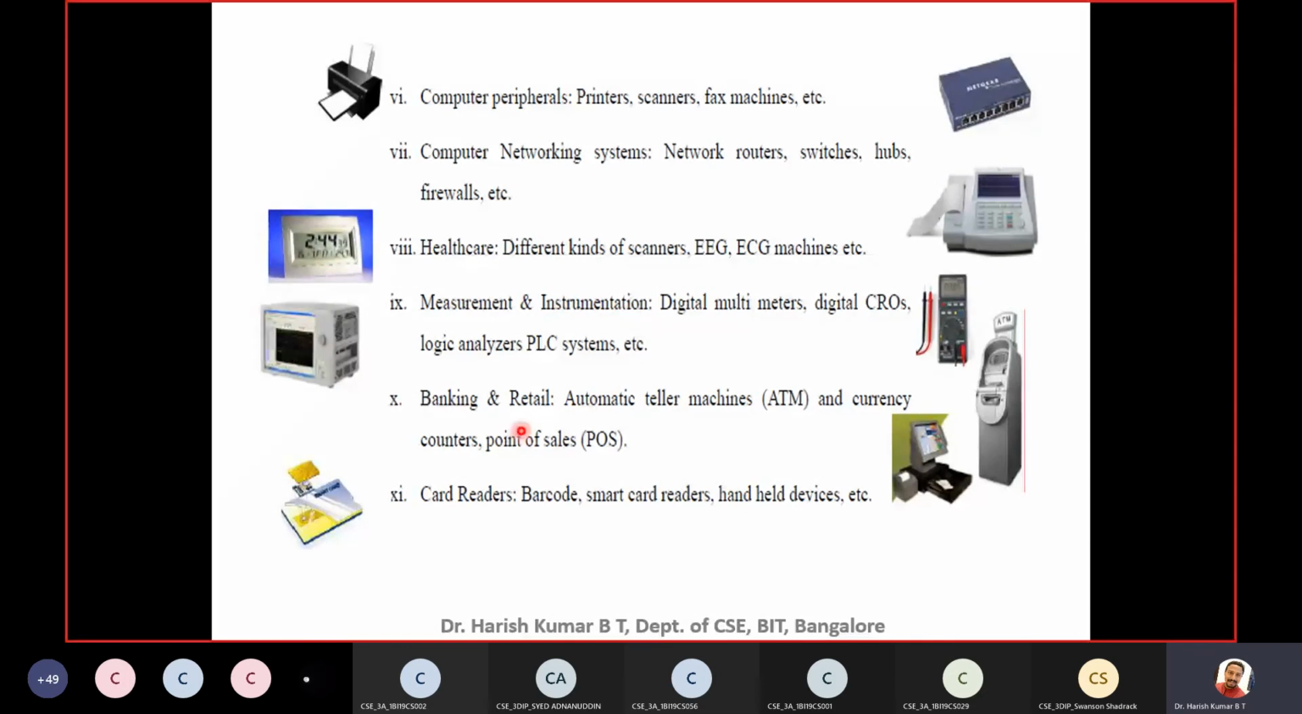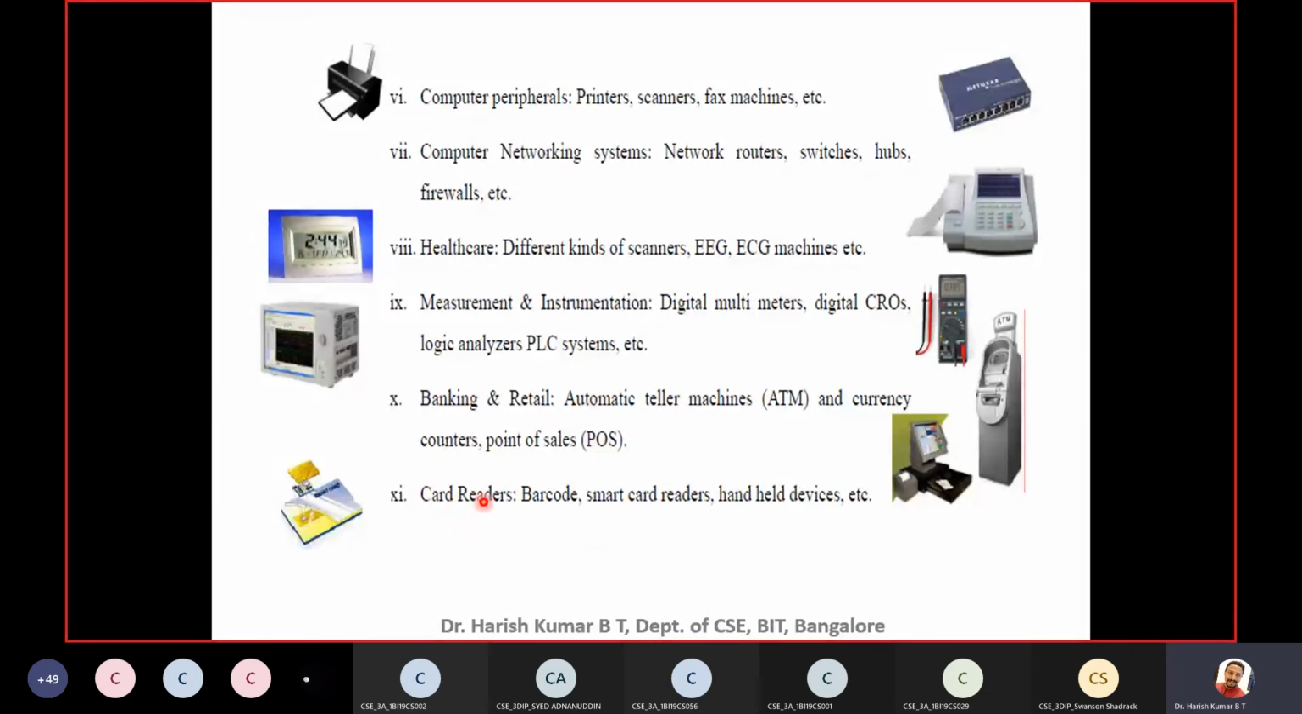So forget measurement and instrumentation. Take banking and retail. ATMs, automatic teller machines, are also embedded systems. Currency counters, the note counting machines, are also embedded systems. POS machines, which are used at the outlets, where you give your credit card or debit card, the machine which is used for taking the money. POS is called point of sale machines.